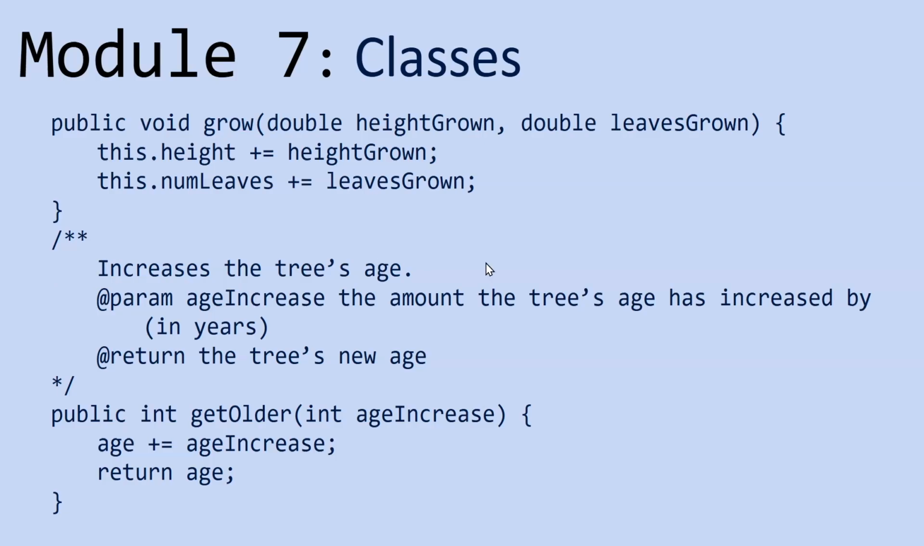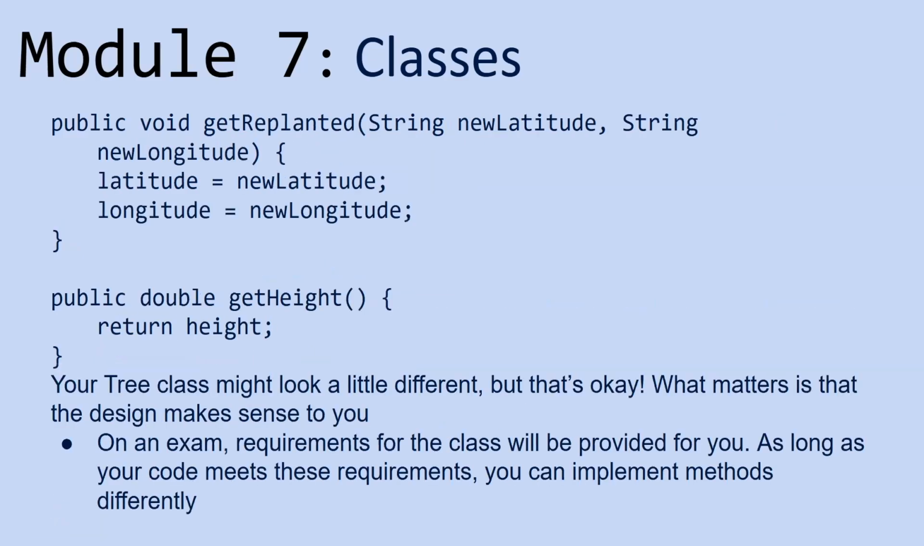So it's called get older, which maybe I should have named grow older or something, but just a description of the method. It increases the tree's age. And so param age is the amount the tree's age has increased by in years. Maybe it would be good to add that we're assuming this is a positive number and that no one is trying to de-age our tree, but that's something you could consider on your own if you want to make this class a little more robust. And then at return tells you the return value. So we're returning the tree's new age because people might want to know what the tree's new age will be after the age increase. Hopefully that's pretty straightforward. Let us know if you have any questions on that.